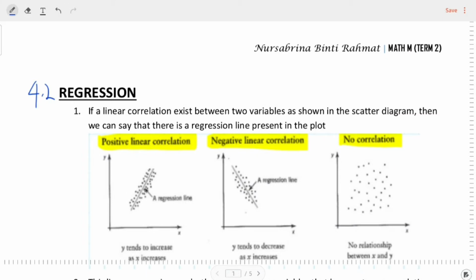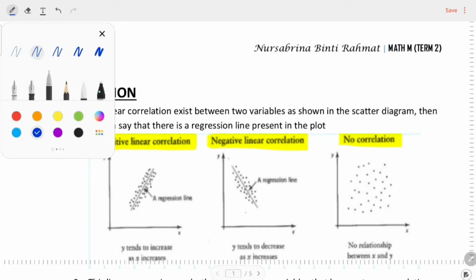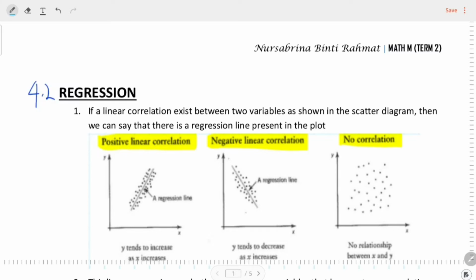Assalamualaikum. In this video I'm going to explain regression, which is section 4.2, the last part of your chapter 4. Regression will exist whenever a linear correlation exists between two variables. How do you identify whether something has a linear correlation? You can determine it using a scatter diagram. Whenever linear correlation is present between two variables, then a regression line is definitely present.